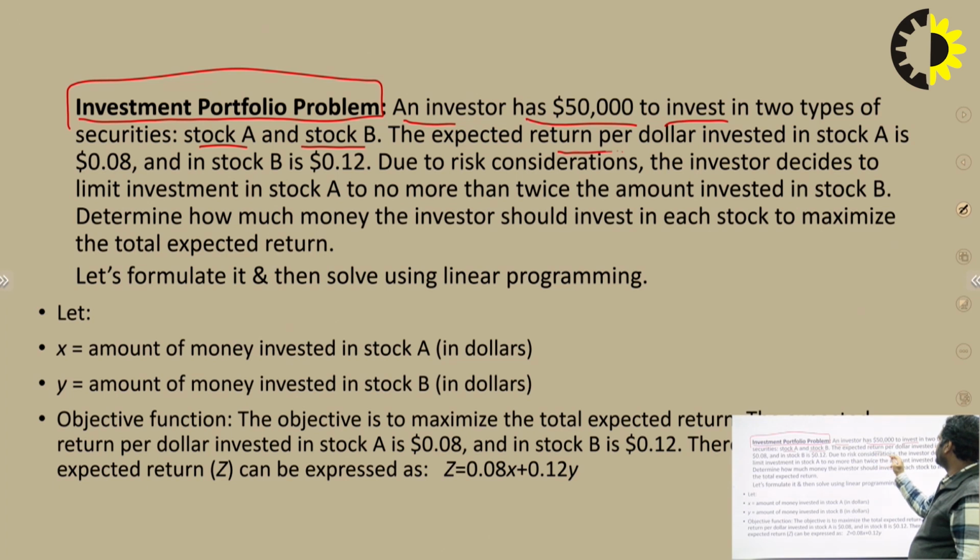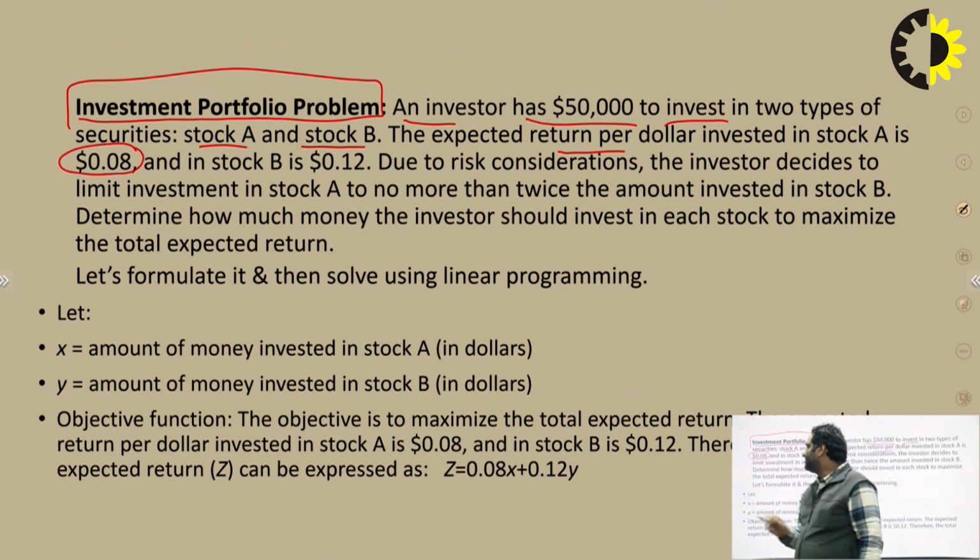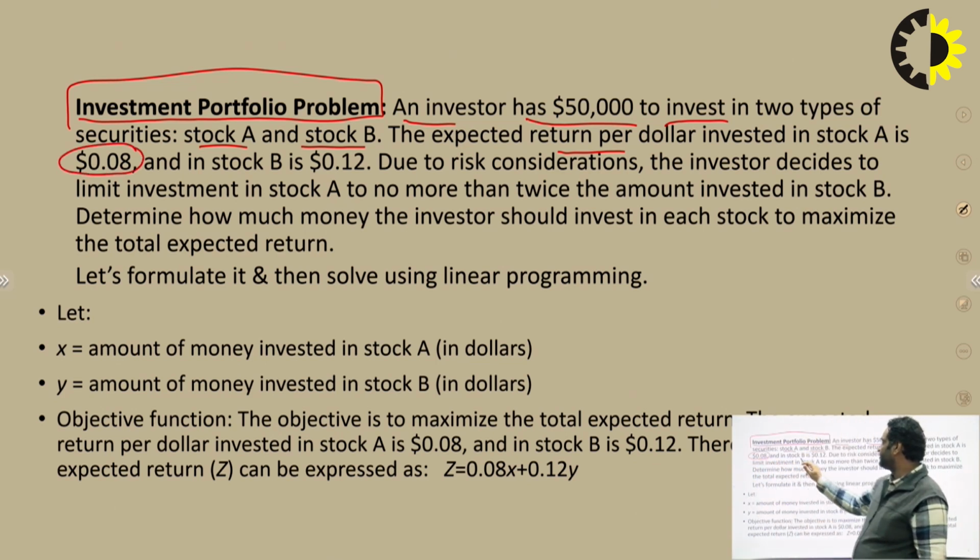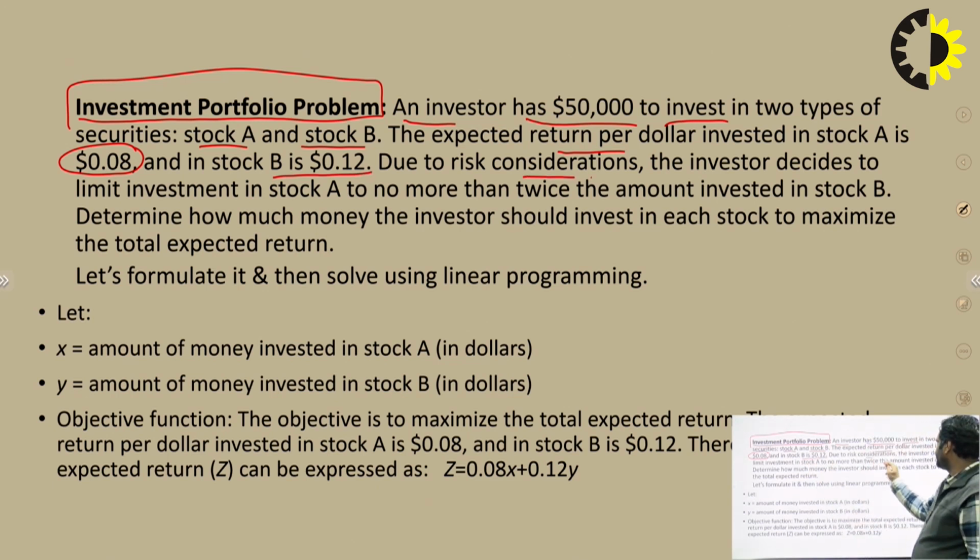The expected return per dollar invested in stock A is $0.08, and in stock B is $0.12. Due to risk consideration, the investor decides to limit investment in stock A to no more than twice the amount invested in stock B. Determine how much money the investor should invest in each stock to maximize the total expected return.